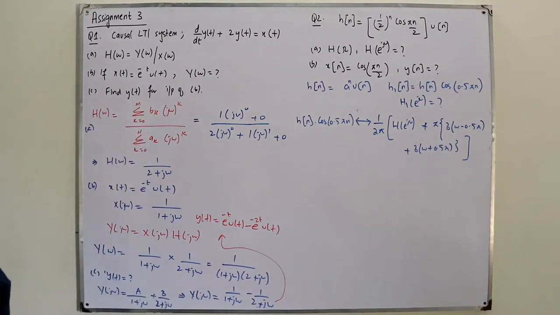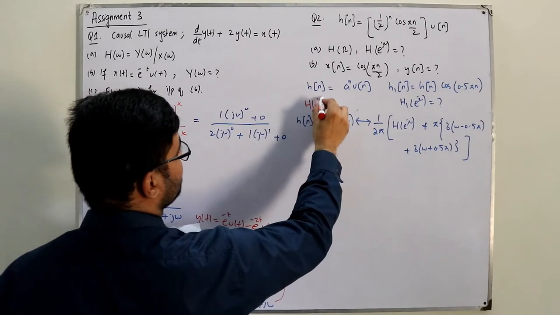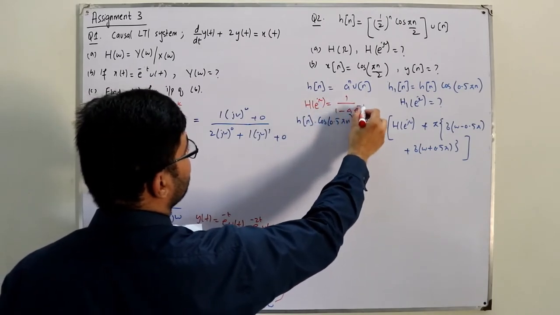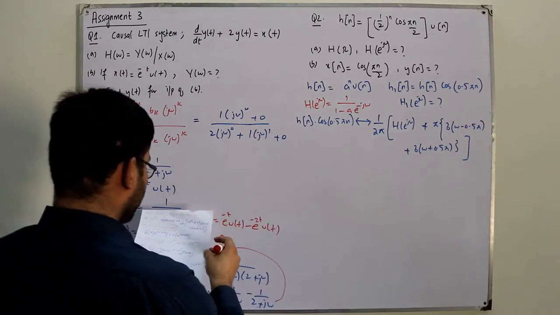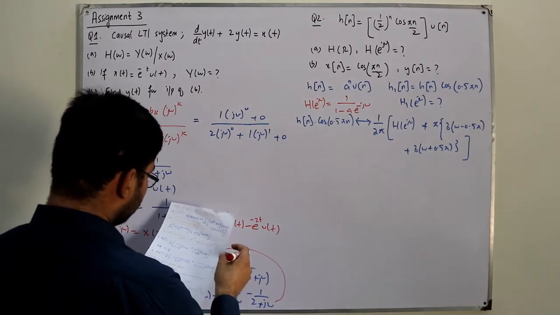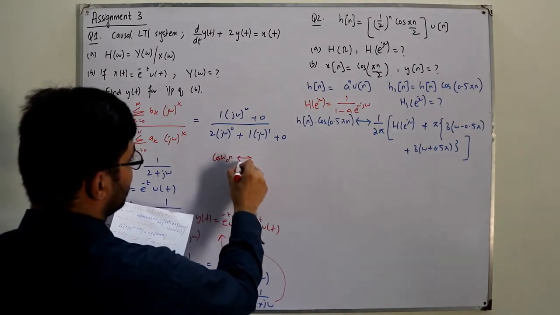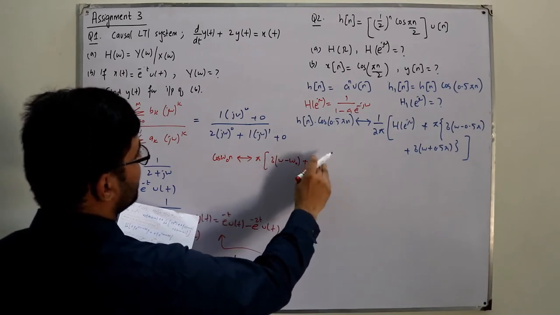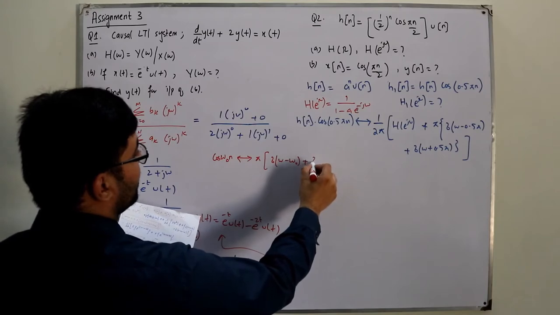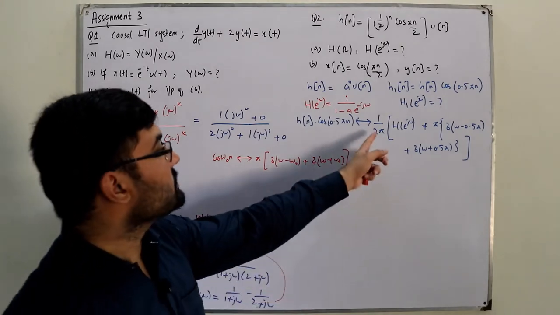What have I written? If I write it separately, then you will understand. For this, the Fourier transform we know is H of exponential of j omega is 1 over 1 minus a exponential of minus j omega. And for cos of omega naught n, we have the corresponding Fourier transform as pi times delta of omega minus omega naught plus delta of omega plus omega naught. So this is what I have written. First, I've used the convolution property.